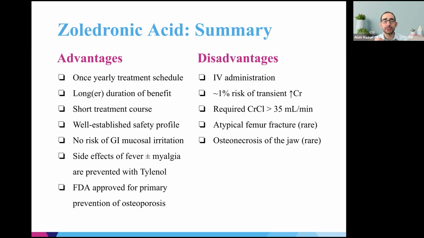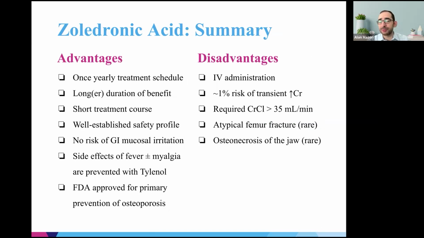So to summarize, zoledronic acid has more advantages. It's a once-yearly treatment schedule if given once a year for 3 years, as in the original study that showed the relative risk reduction of 77% in the lumbar spine. Arguably, there's a longer duration of benefit. There's a short treatment course with a well-established safety profile, and there's no risk of GI mucosal irritation.